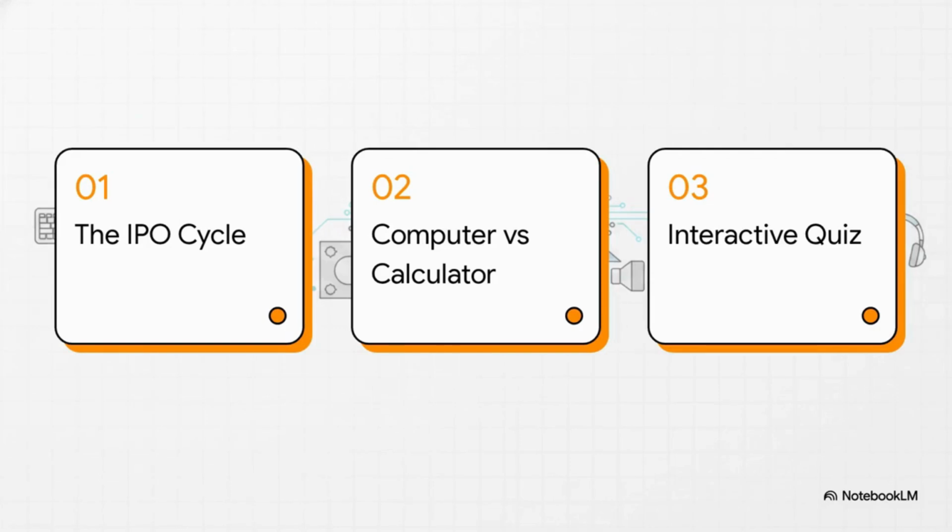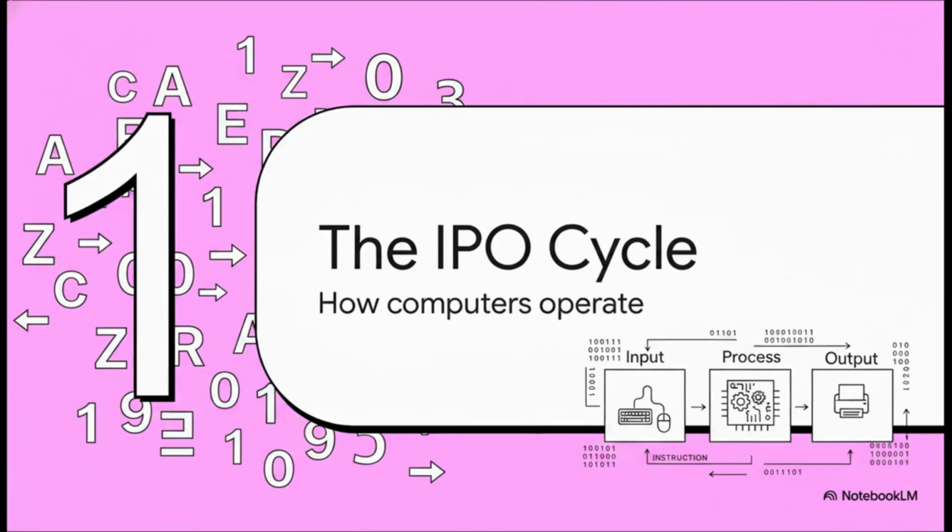First, the IPO cycle explained. Second, computers versus calculators. And third, an interactive quiz challenge. All right, Section 1, the IPO cycle explained.